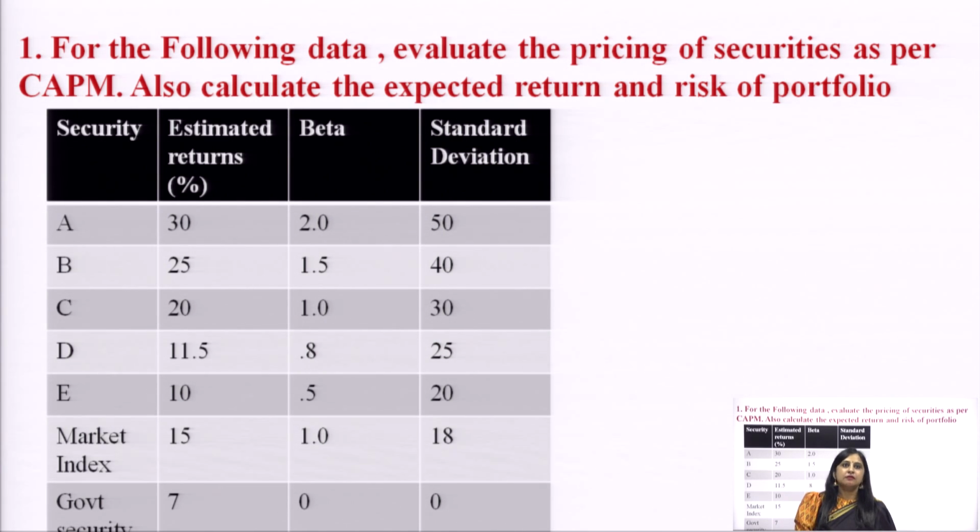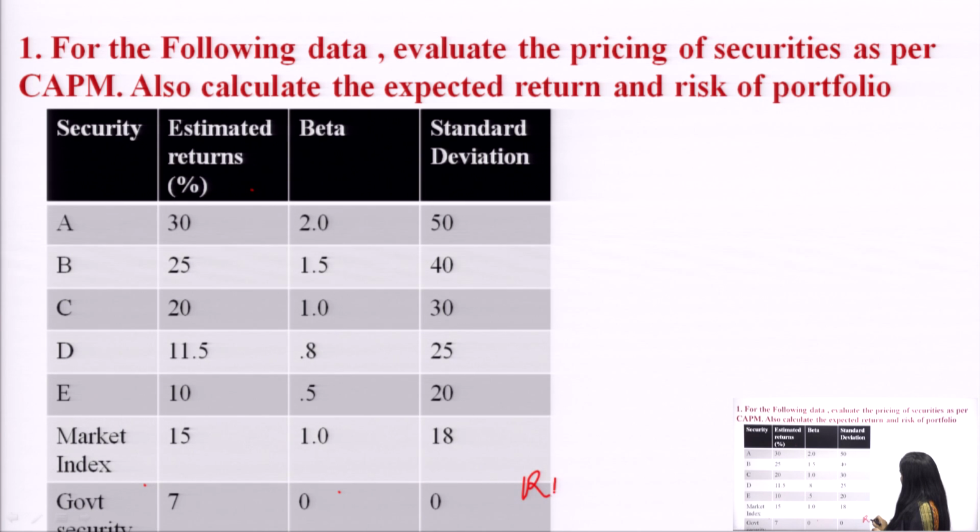This is the first question, where we have a list of securities A, B, C, D, E, and the data is being given in this format. This is the estimated return which is being provided to us. This is the beta of these securities and this is the standard deviation of these securities as well as the market index. If you see this, the market index or the market portfolio is having a return of 15%, government security is giving a return of 7%, and beta is 0 and standard deviation is 0, it means this is a risk free security.